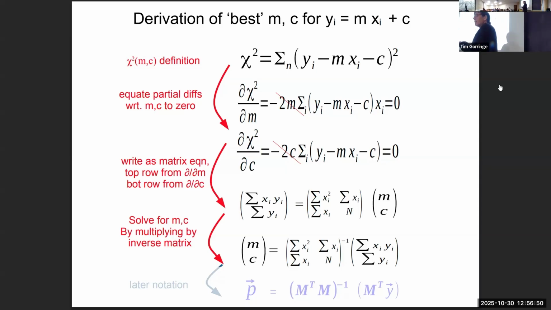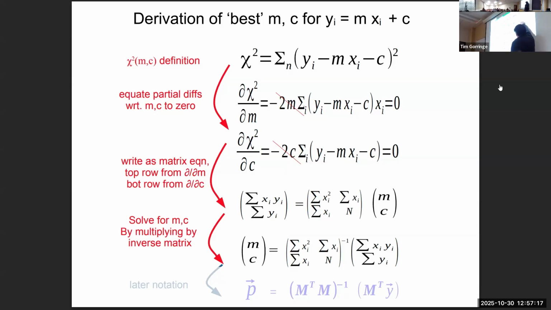That to find the minimum, right? This is a function in a two-dimensional space of two parameters, m and c. At the minimum, at the bottom of that valley, the differential of this function, chi squared, with respect to each of the parameters, the differential with respect to m, the differential with respect to c, will be zero. That's the meaning of the minimum.